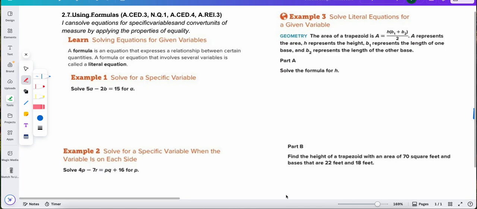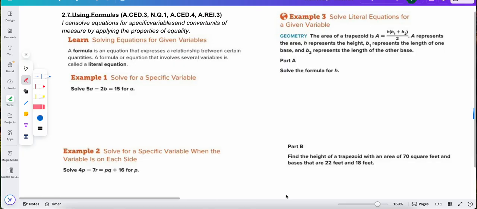Covering 2.7 using formulas. This is the last section of our chapter 2. So it says I can solve equations for specific variables and convert units of measures by applying the properties of equality. A formula is an equation that expresses a relationship between certain quantities. A formula or equation that involves several variables is called a literal equation.